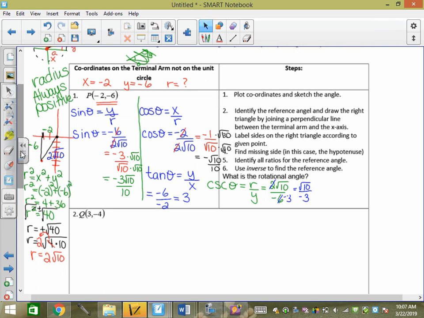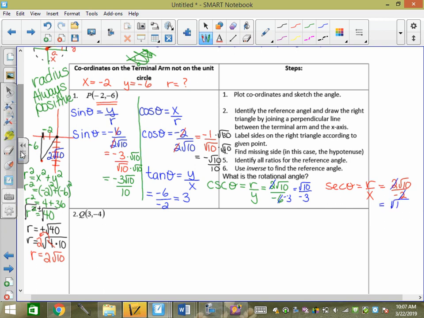And then secant is best used with cos. And cos is x over r. So secant is r over x. So it's going to be 2 root 10 over negative 2. So I get root 10 over negative 1. Would they ever write the negative 1 there? No, they're just going to write negative root 10.